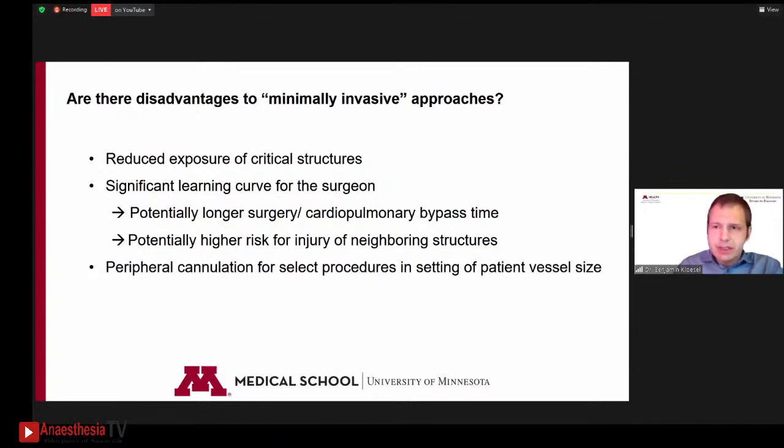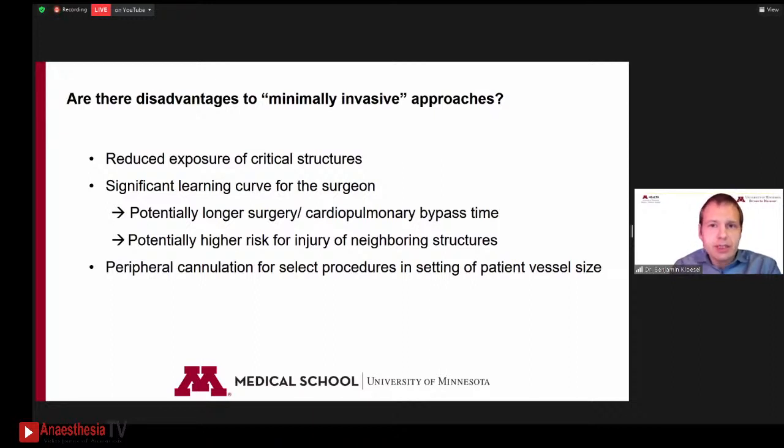Okay, we talked about advantages and disadvantages of full median sternotomies and advantages of minimally invasive approaches, but are there any problems associated with those? The biggest problem is essentially the reduced exposure of critical structures. If you combine this with the small size of a pediatric patient, neonates, small infants, that can result in specific issues for the surgeon. There is also a significant learning curve for the surgeon to be able to operate through those small incisions. That results in, one, potentially longer surgery and cardiopulmonary bypass time, and it also results in a potentially higher risk for injuries to neighboring structures.